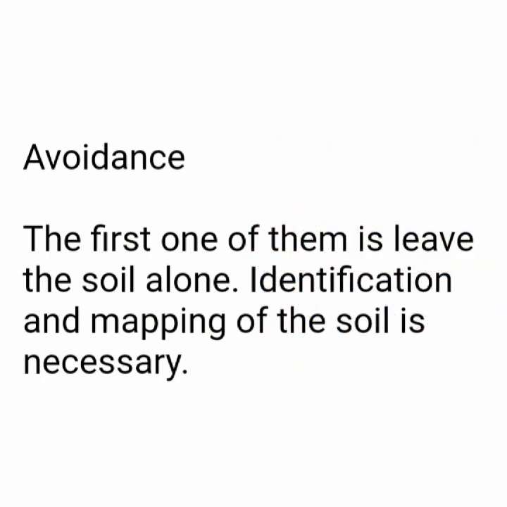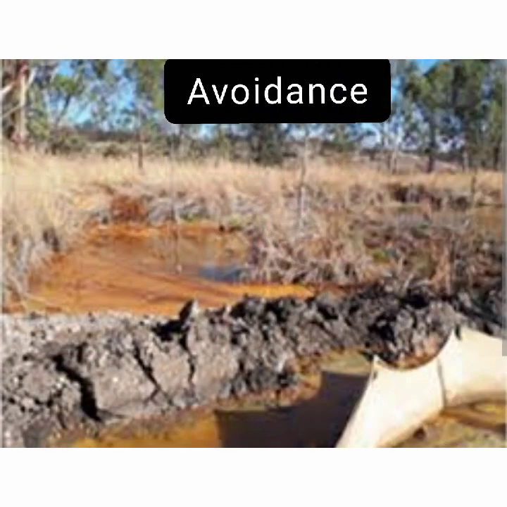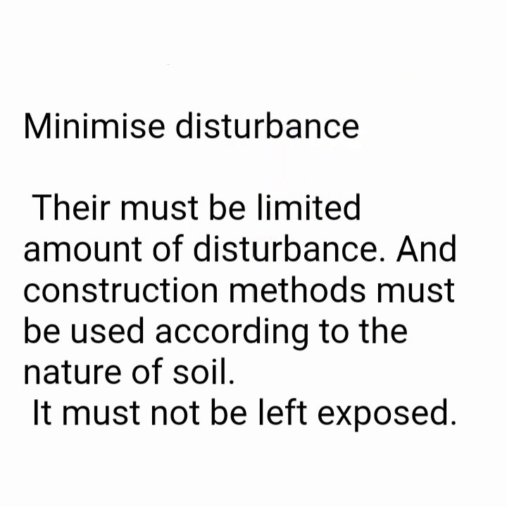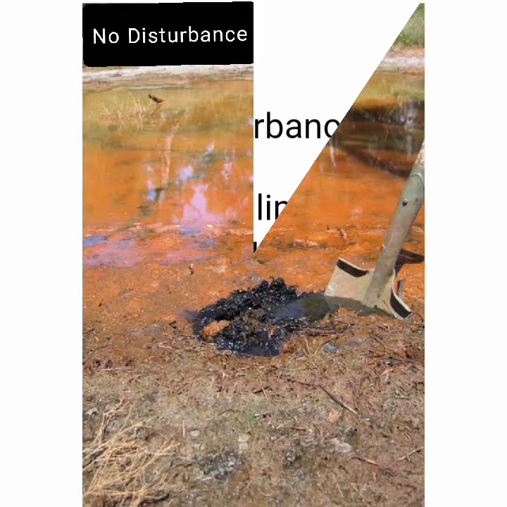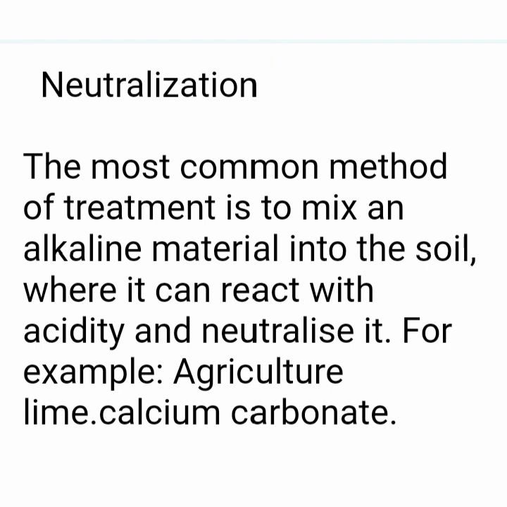There are some methods of treatment of the soil. The first one of them is avoidance. Leave the soil alone. Identification and mapping of the soil is necessary for the process of avoidance. Next one is minimizing disturbance. There must be a limited amount of disturbance, construction methods must be used according to the nature of the soil, and it must not be left exposed.